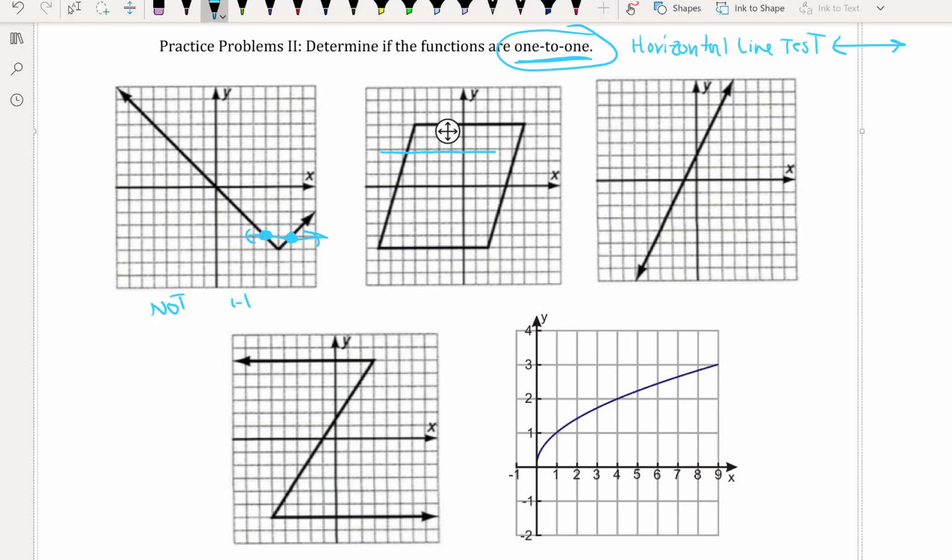And for the second example, if I draw a horizontal line going through it, it crosses it twice. So this is also not one-to-one. For this next one, I draw a horizontal line. It only crosses it once. Since it only crosses it once, this is a one-to-one function.